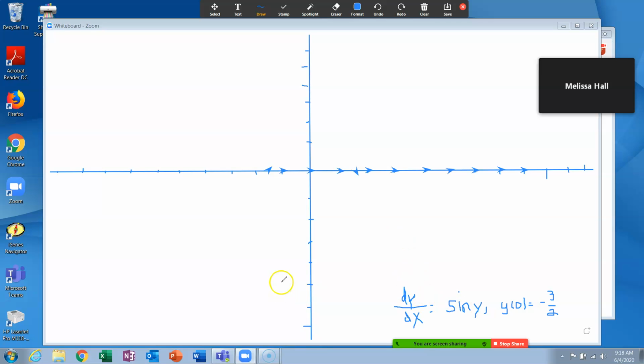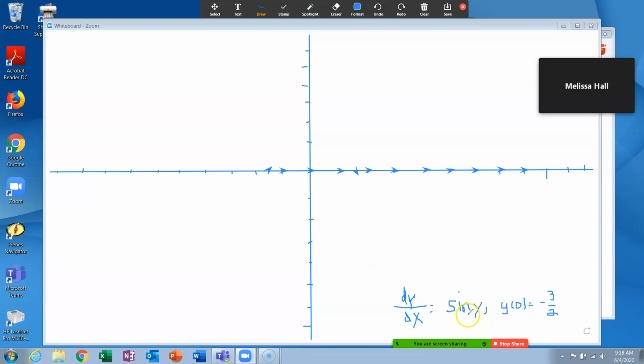Now, let the y's be pi, 2 pi, 3 pi, 4 pi, 5 pi. In fact, let's do the y's as half pi's. This will be half pi, pi, 3 halves pi, 2 pi. Okay with that? And this will be negative half pi, negative pi, negative 3 halves pi, negative 2 pi, negative 5 halves pi. The horizontal axis will stay as numbers. So, let's start over again.